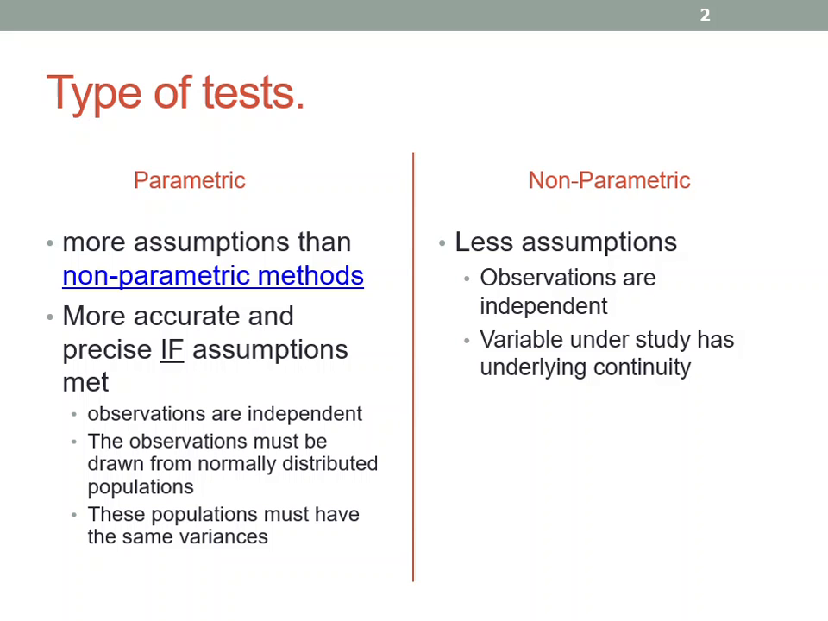For non-parametric, there's less assumptions, which makes it easier to do. Their observations are independent, and the variable under the study has some underlying continuity, such as sex or passing or failing, or whether or not you're in college. There's some universal underlying continuity.